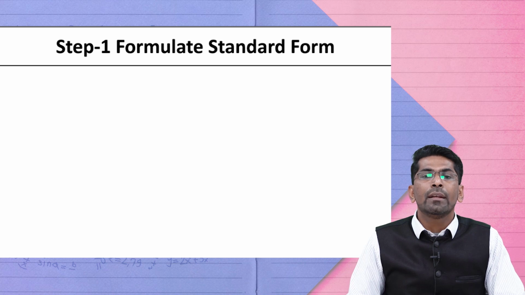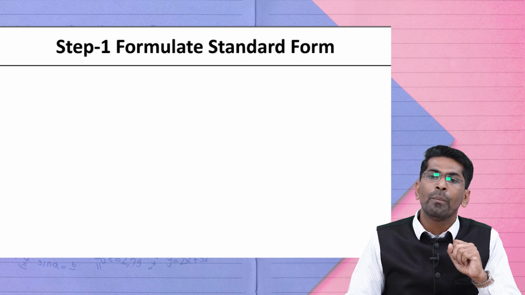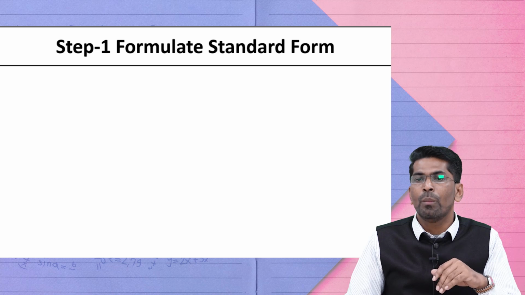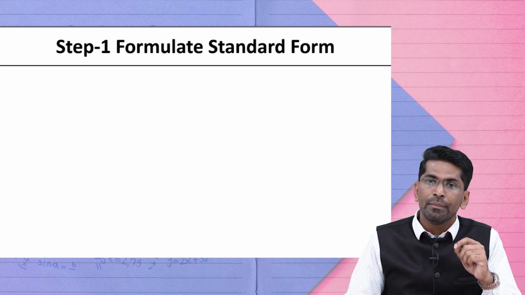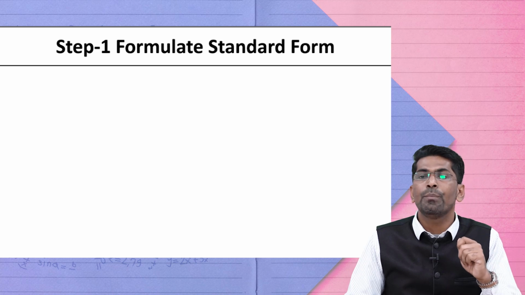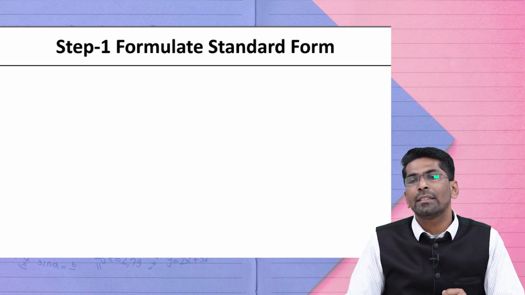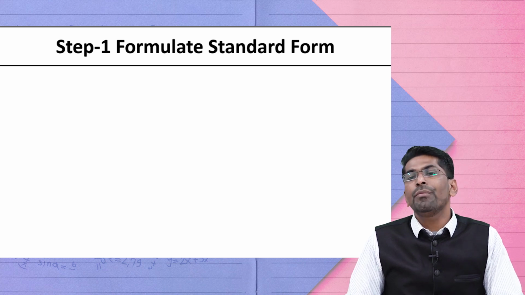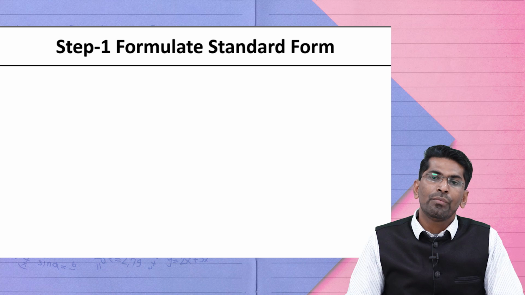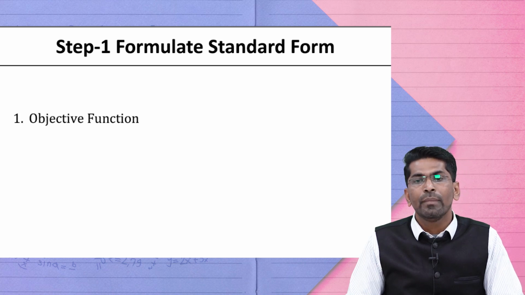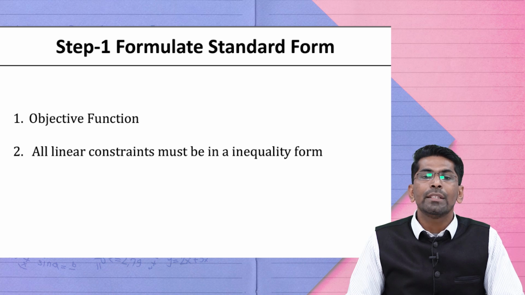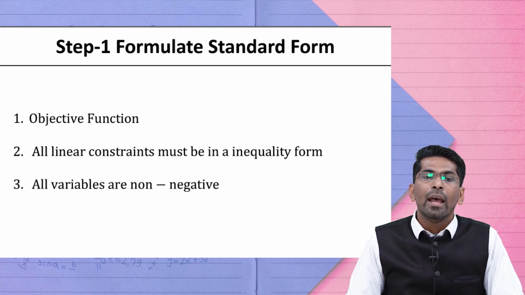Now the first step is to formulate the standard form. The first step toward solving a linear programming problem by using the simplex method is to constitute the standard form, which is the baseline format for all linear programming problems. The standard form is necessary because it creates an ideal starting point for the simplex method to work as efficiently as possible. The standard form needs three requirements. The first one is the objective function, the second one is that all the linear constraints must be in inequality form, and the third one is that all the variables are non-negative.